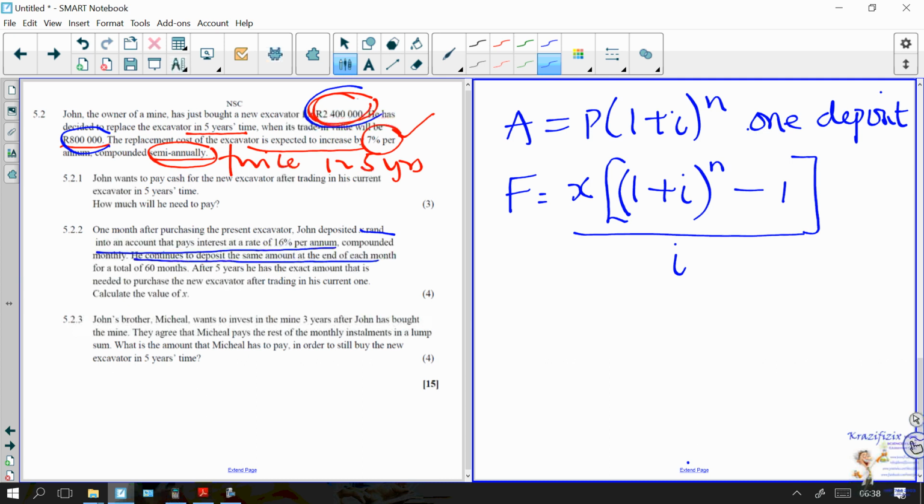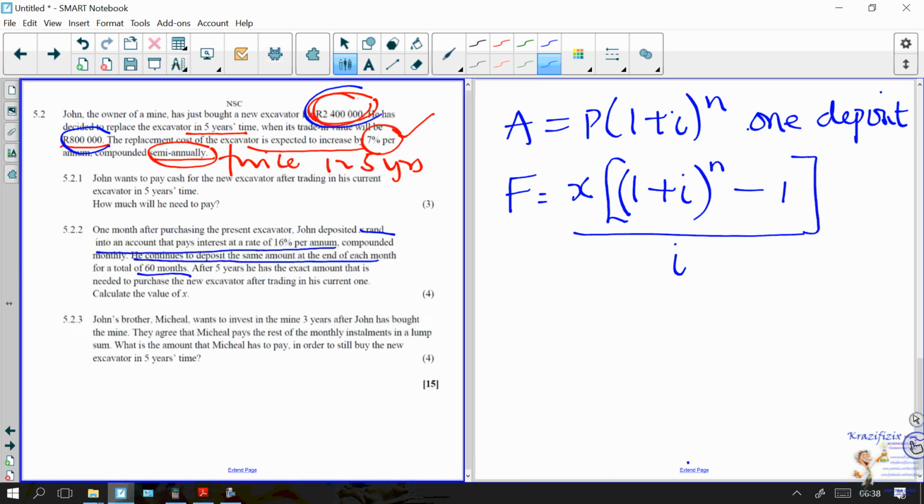So he continues to deposit at the end of each month for a total of what? 60 months. Remember, this is compounded what? Monthly. After 5 years, he has the exact amount that is needed to purchase, which is what we got here. Calculate the value of X. Now he has the amount. Remember, my sinking fund is a future value from now.